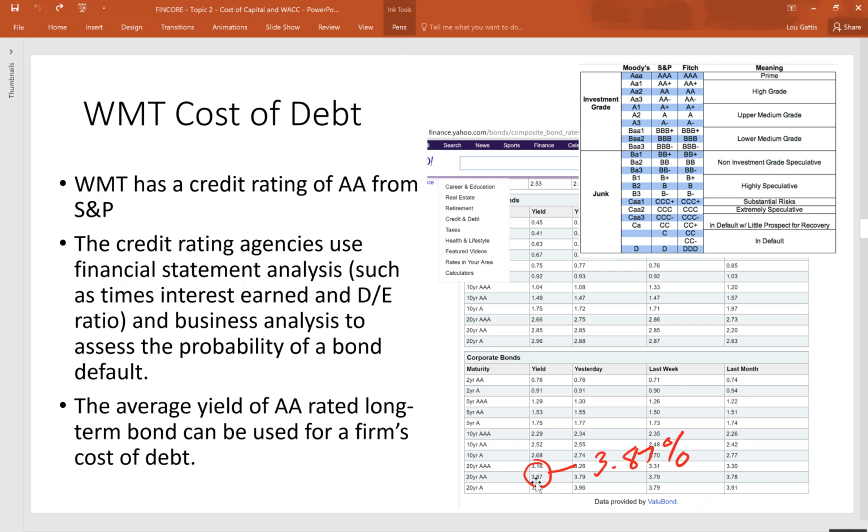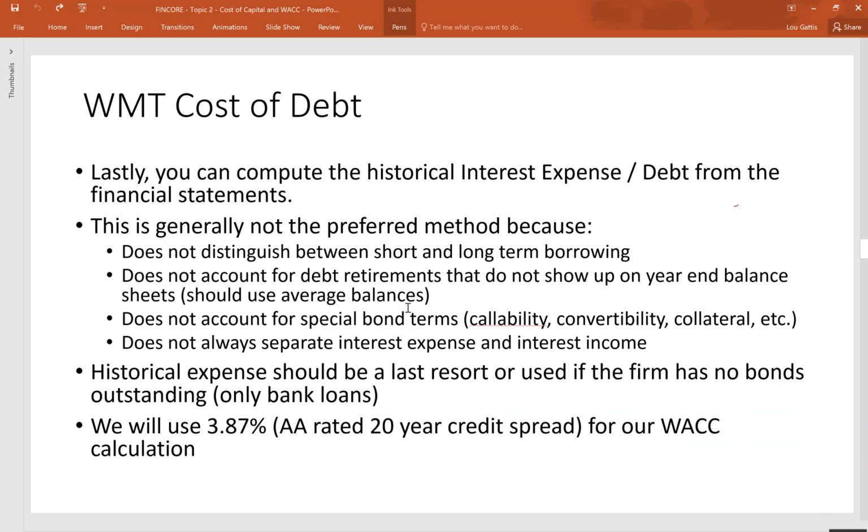What is the average yield for that firm's long-term bonds? Now, the last thing you can do is look at the interest expense on the income statement and divide by the average debt balance over the last 2 years. You would think that this would be better, but I generally consider this my last resort method for a few reasons. One is that interest expense and the debt balances don't distinguish between short-term and long-term borrowing.